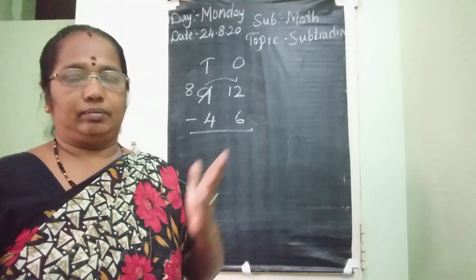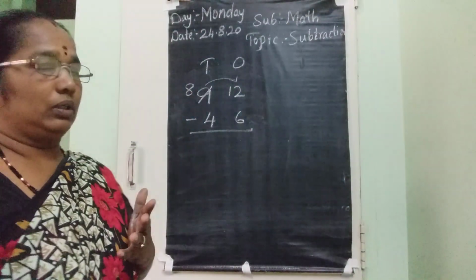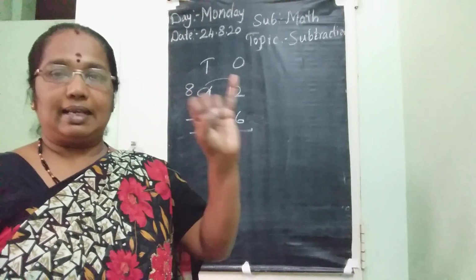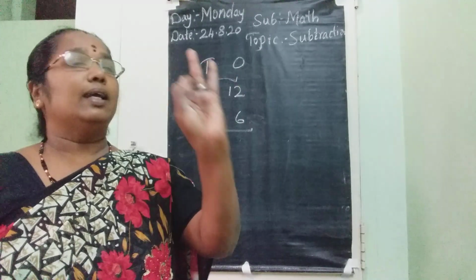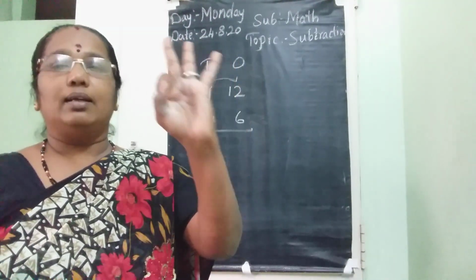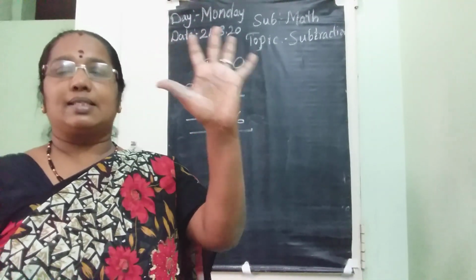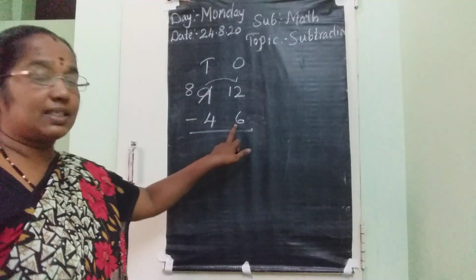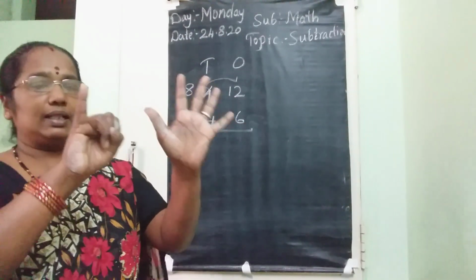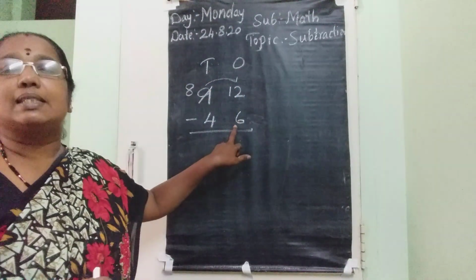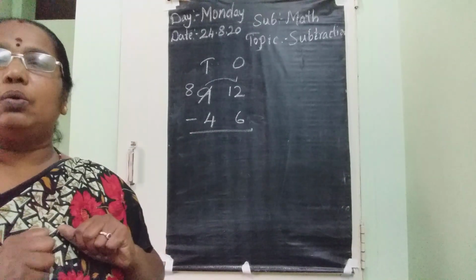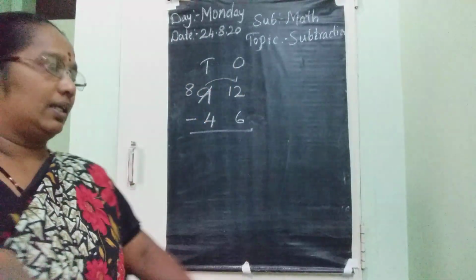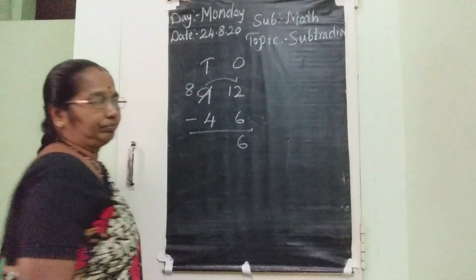Keep 12 in your mind and do back counting. How will you count? 6, then 12, 11, 10, 9, 8, 7, 6. Why did I stop at 6? Because I have 6 here. You keep counting until you reach the number written in the lower number. How many fingers did I get? I got 6 fingers. So, I put 6 here.